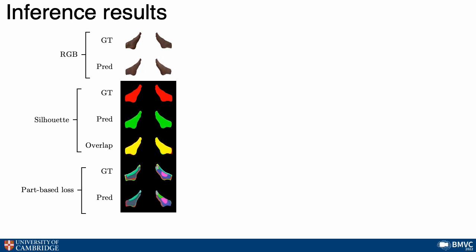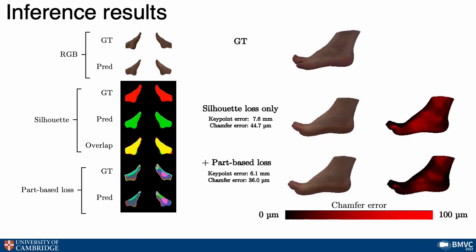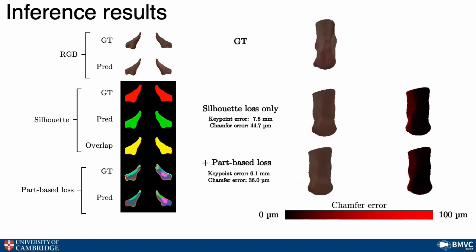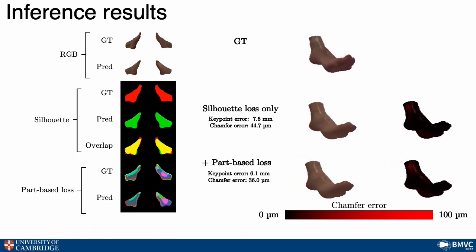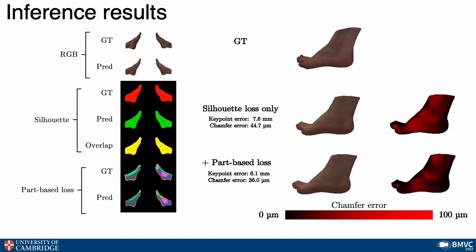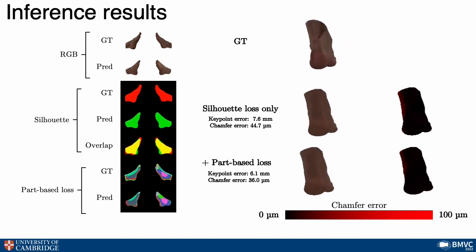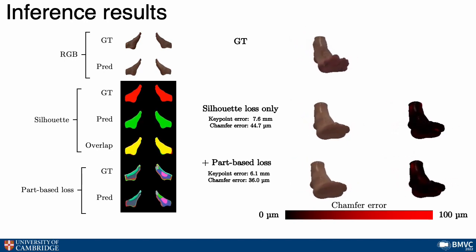We show that adding our part-based loss during optimization quantitatively improves the quality of the fit, measured by chamfer and key point metrics. Here, we show the per vertex chamfer error for one example, showing that our part-based loss has allowed for more information to be extracted about the left side of the foot, as a silhouette-only approach cannot infer much about the geometry besides simply the outline of the foot.